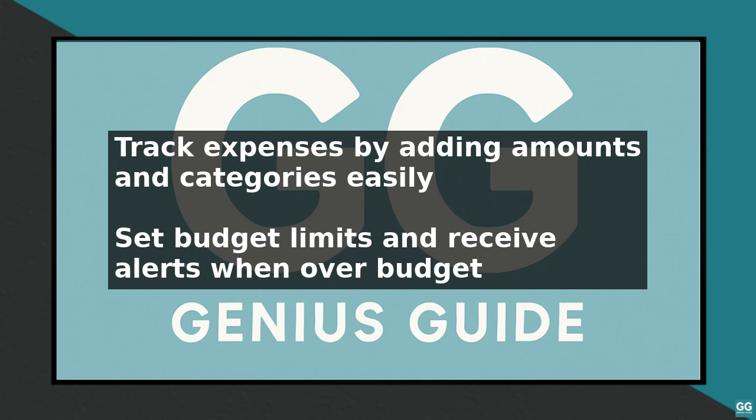One of the key features of Pocketguard is its ability to automatically categorize your transactions. The app uses machine learning algorithms to categorize your transactions into categories such as food, transportation, and entertainment. This makes it easy to see where your money is going and make adjustments to your budget accordingly.